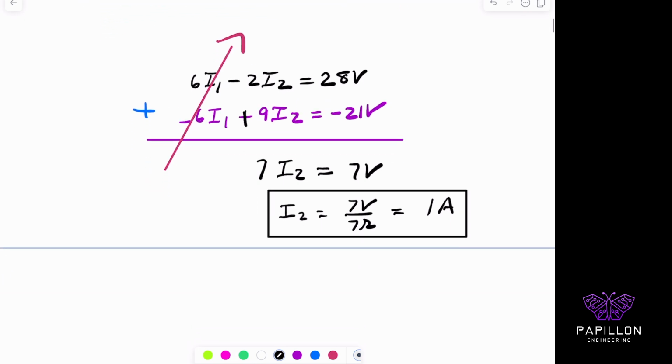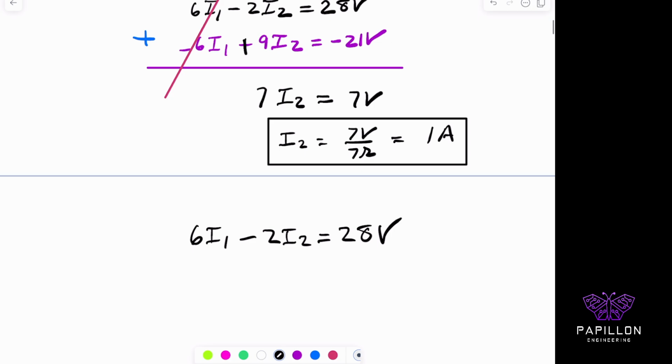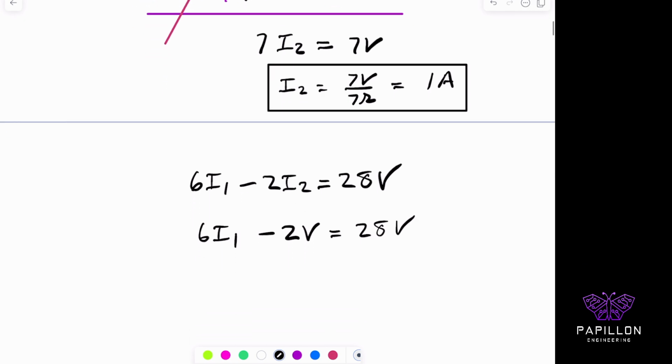So now, in order to solve for the current I1, we just have to plug in I2 into either this equation, of course, or this one over here. So let's go ahead and try that out. If we use the top equation, we have 6I1 minus 2I2 equals 28 volts. I plug in my value of I2, and I get back 6I1 minus 2 volts, right? If I substitute in the 1 amp and multiply by 2 ohms, I get back 2 volts, right? Equals 28 volts.